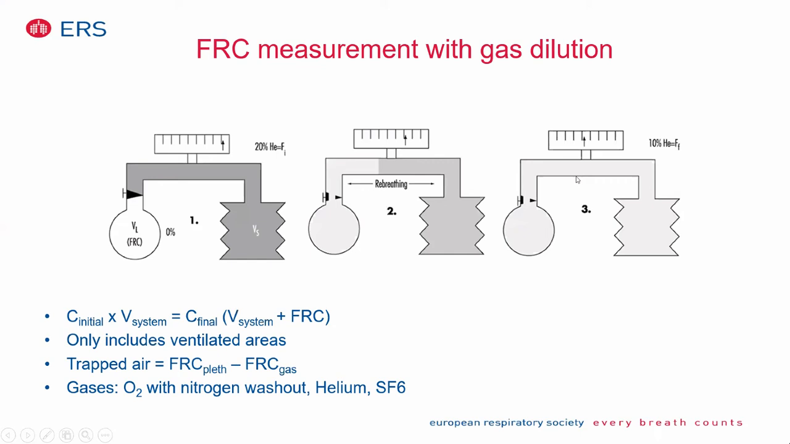And by then, with this formula, you can calculate the concentration. When you know the final concentration of your gas, you can calculate the volume of your lung, basically of your first container. It is important to know, when you do FRC measurements with the gas dilution, that it only includes ventilated areas, because these are the ones where you will have the equilibrium of the gas. So the FRC that you've measured with the gas dilution is always smaller than the FRC that you've measured with the body, which includes all the gas that you have in your thorax, maybe also in your abdomen, which has been compressed with the maneuvers.